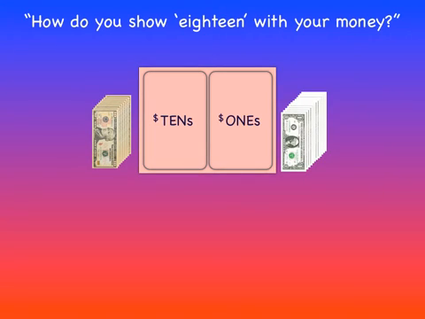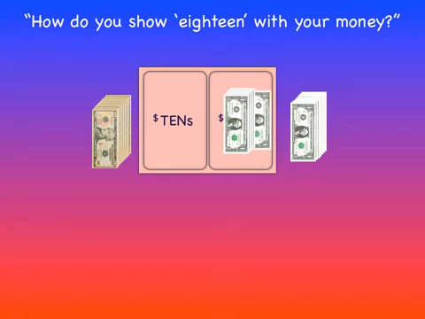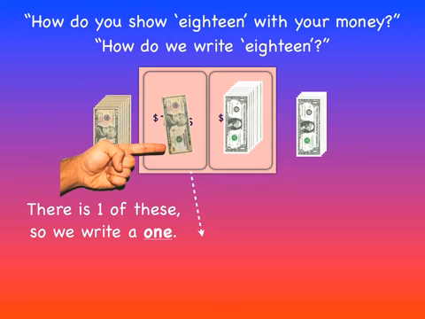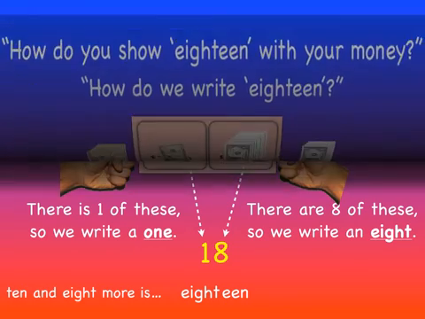How do you show 18 with your money? Well, that's a new challenge. Do we have to have 8 over here? Yes, we do. 2, 3, 4, 5, 6, 7, 8. And we need a 10. Okay, we got $18, but how do we write 18? There's one of these, so we write a 1. That's for the $10 bill. And there are 8 of those 1s, so we write an 8. 10 and 8 more is 18. Sounds kind of like 8 10, doesn't it? 8, 10, 18.